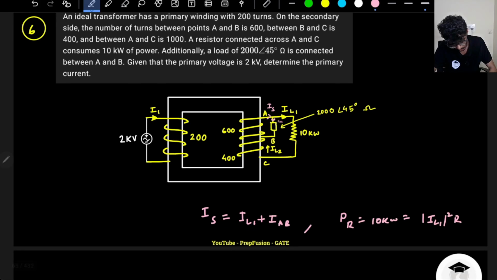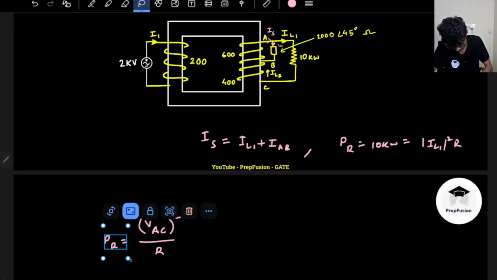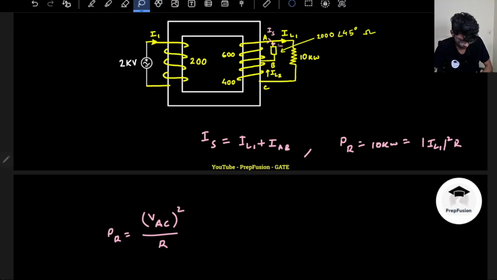into R, or I can directly write this as PR will be VAC whole square divided by R. Both of these work.